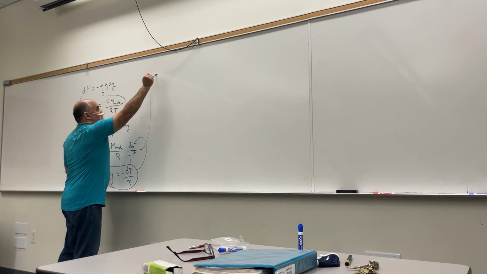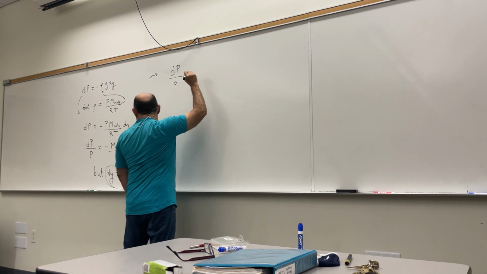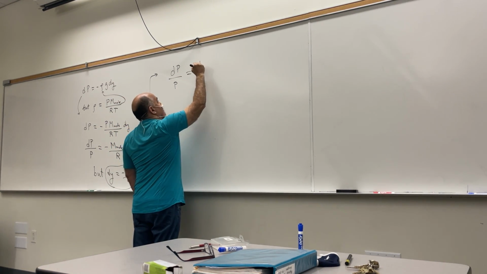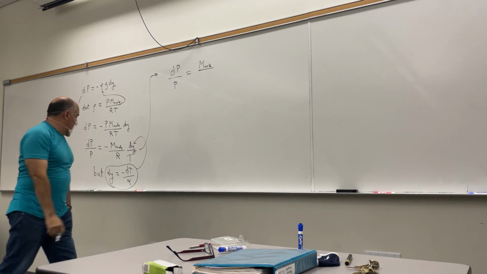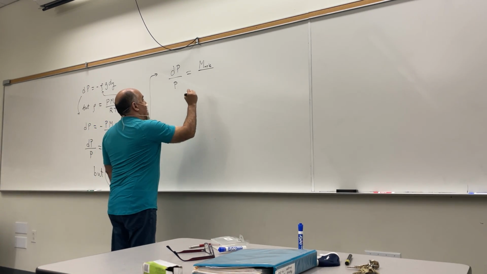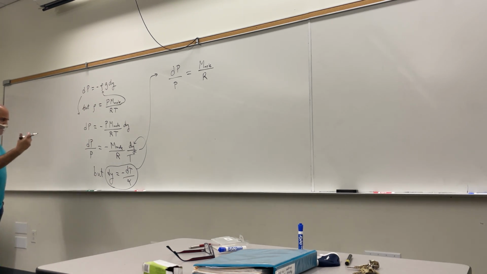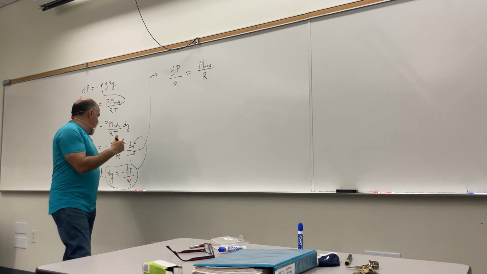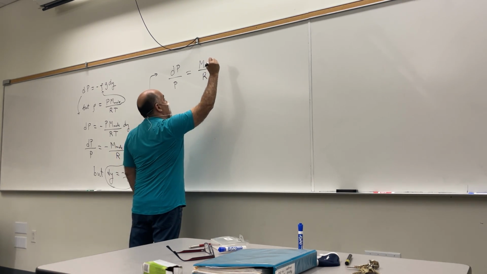So this equation becomes dp over p equals the mass of a mole divided by R, and then I have an alpha downstairs and a dt, right?